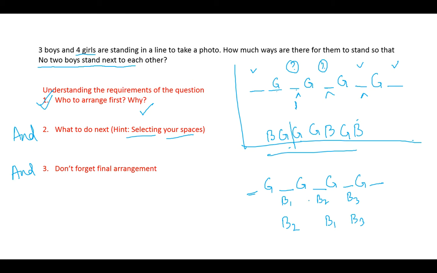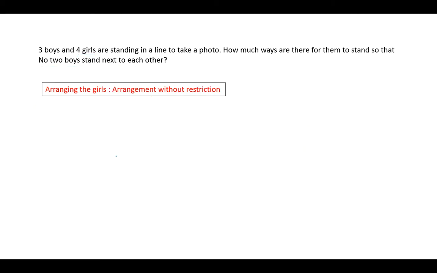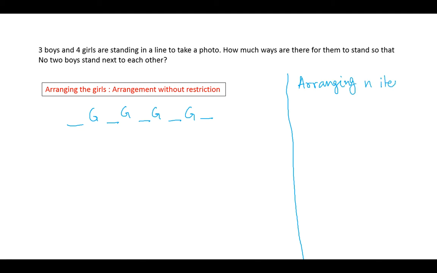Okay. So there are three parts to this question, and we'll attempt each of them one by one. So let's start with the first part. What I need to do is I have to arrange four girls. Now the basic principle here that we use, if we are arranging n items without condition, that can be done in n factorial ways.